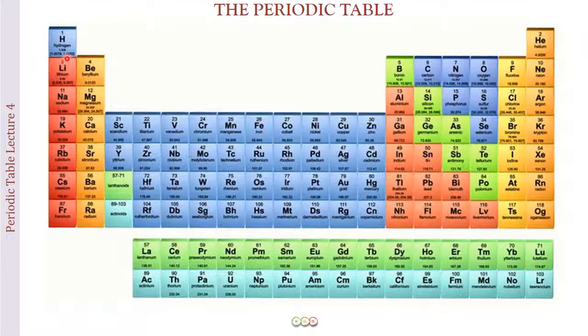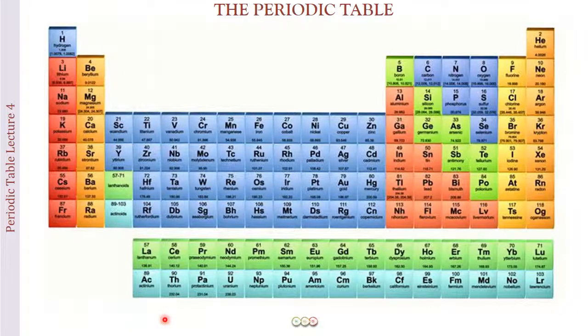That is, they are arranged in order of their increasing atomic numbers, right? So 1, 2, 3, 4 and so on. Now we have discussed in the last lecture also that this periodic table consists of 7 horizontal rows which are called periods, and then there are 18 vertical columns which we call groups.